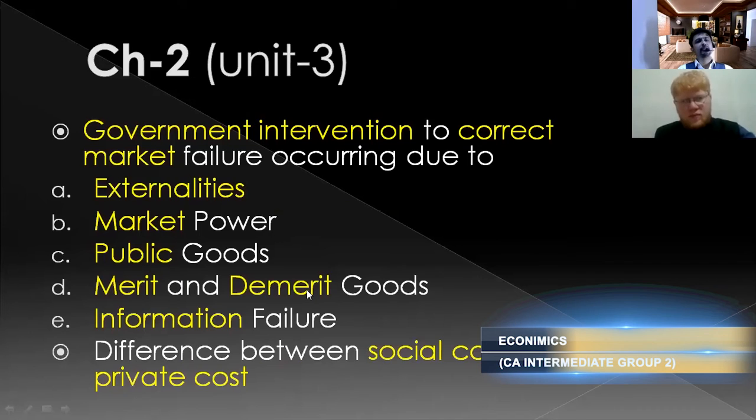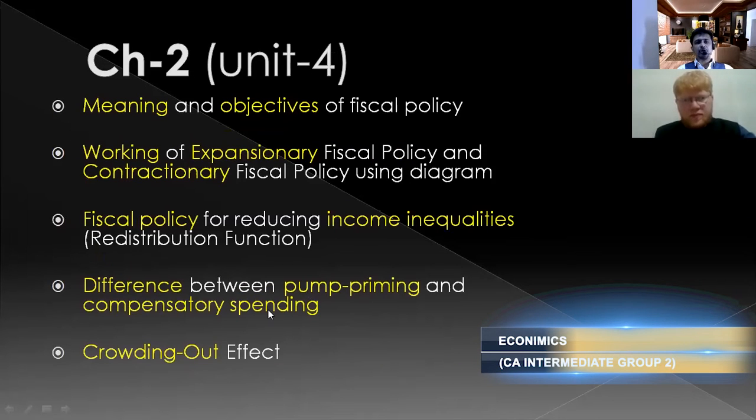In the fourth unit, they should begin with the meaning and objectives of fiscal policy, the working of expansionary fiscal policy and contractionary fiscal policy using the diagrams, then fiscal policy for reducing income inequalities. This is an important topic: redistribution function of the fiscal policy, the difference between two types of public expenditures, pump priming and the compensatory spending, and finally, the crowding out effect.